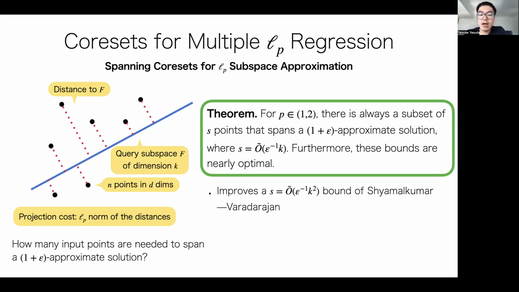So this, in particular, our upper bound improves a previous upper bound of Shyamalkumar and Varadarajan, which gave a bound of 1 over epsilon times K squared. And the connection to multiple LP regression is that basically you apply this coreset construction once you find an optimal solution to this subspace approximation problem.